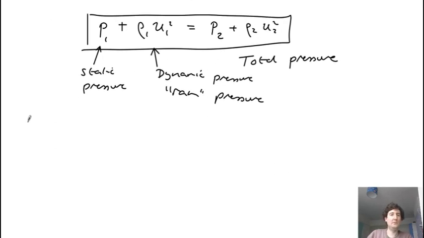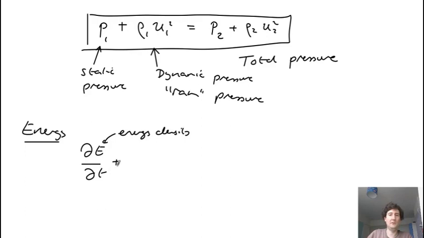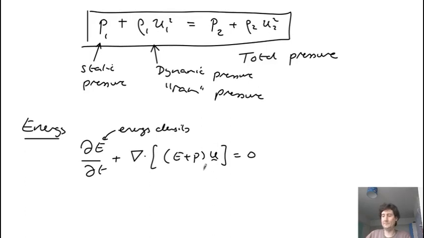Okay, so then finally we have the energy conservation. And this we can again write in conservation form. So write the energy density as E. As I covered in a previous video, we can write this as a conservation law. And here this is the energy flux. It's a combination of the advection of the energy together with the pressure.